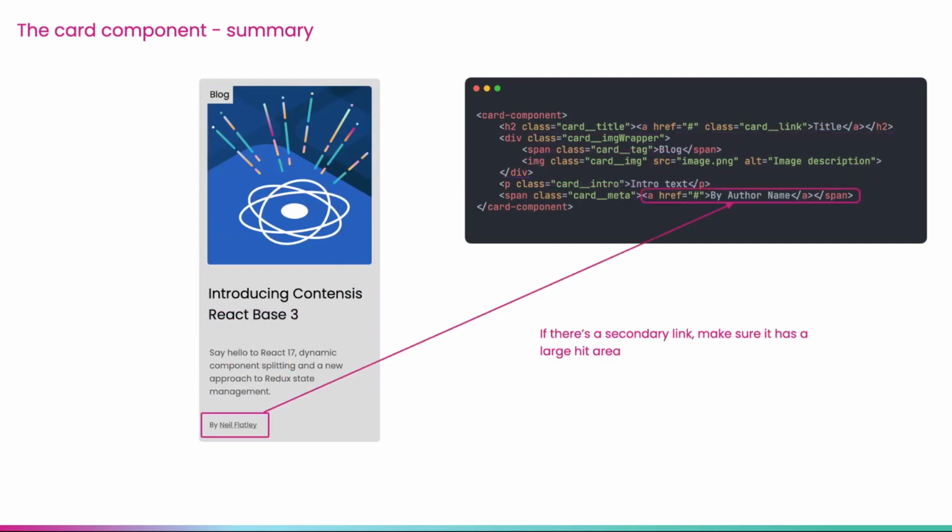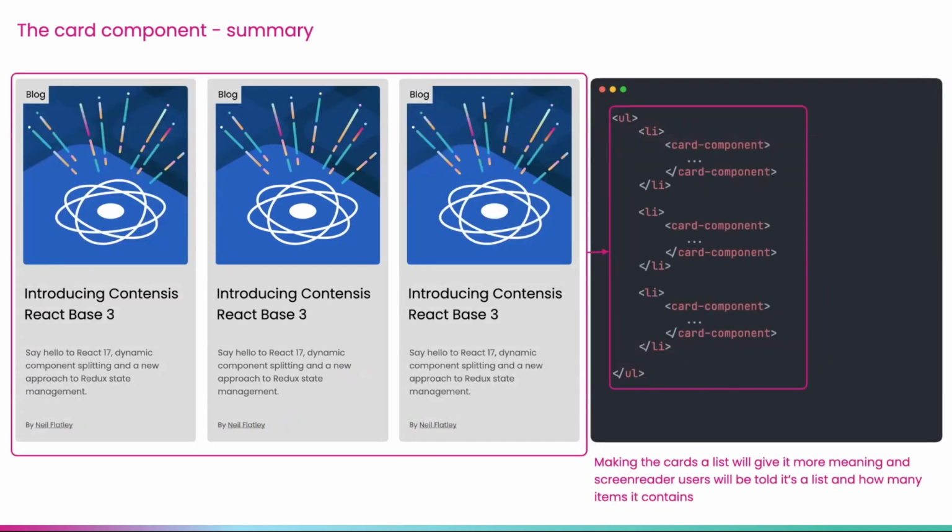And yeah, if you've got a secondary link, make sure it's got a nice big hit area, make it as easy as possible for either touch users or people with motor issues to actually hit it. And finally, use semantic elements wherever you can. So wrap it in a list, with list items, to give that extra bit of information to a screen reader user so they know how many items are in there and they can interact with it in a better way.